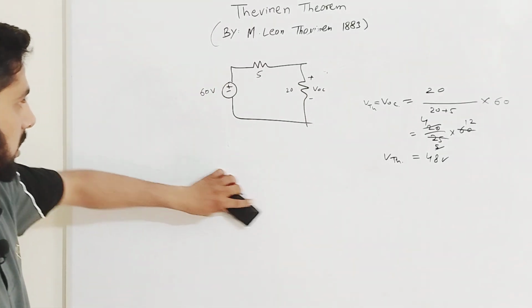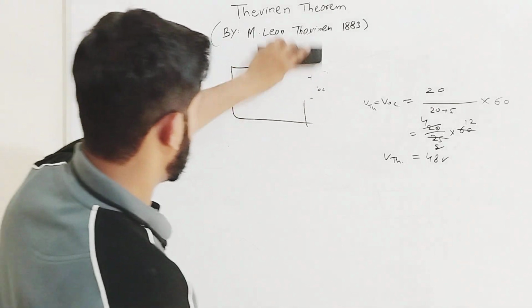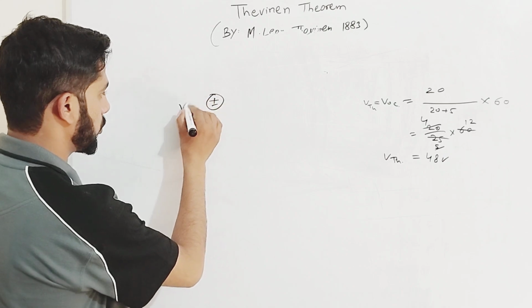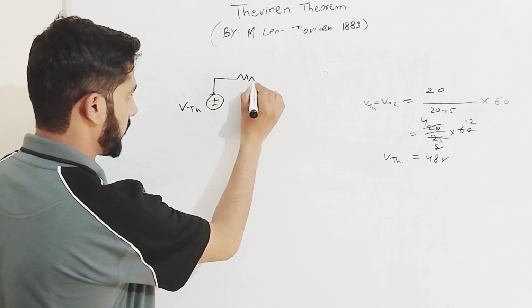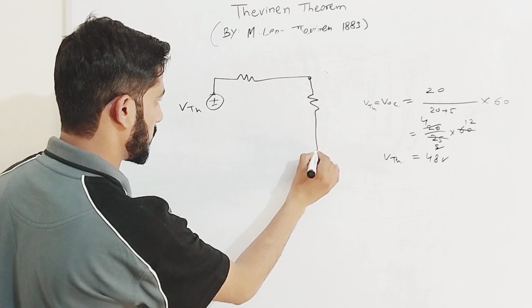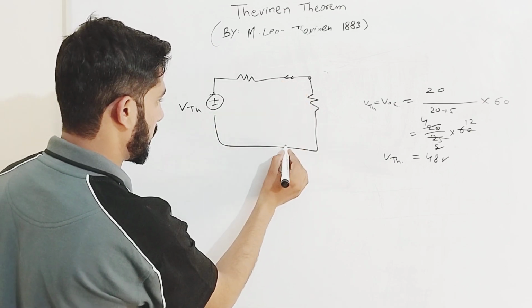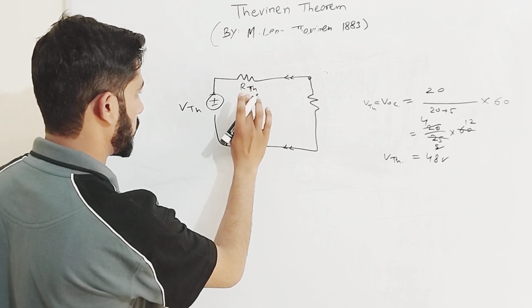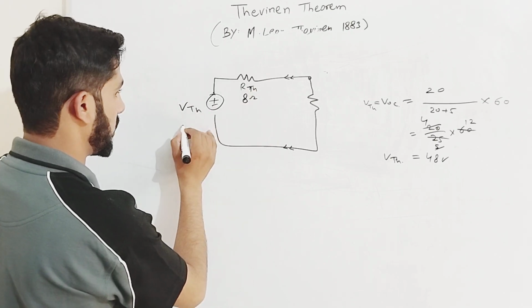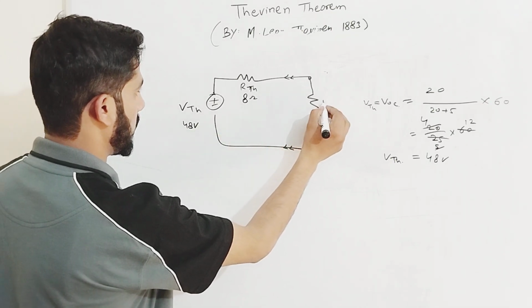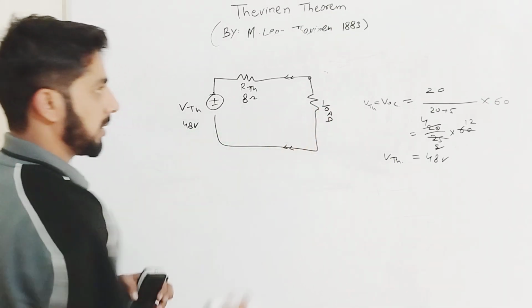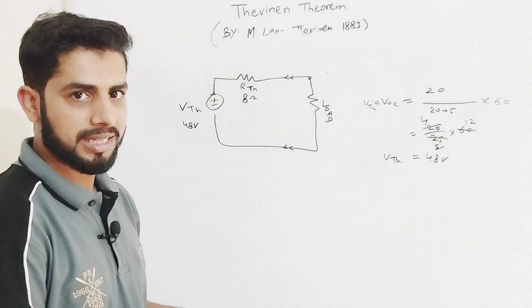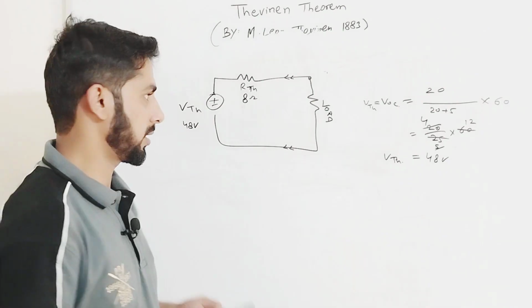So here we have the equivalent circuit. The Thevenin equivalent circuit is my Thevenin source in series with the Thevenin resistor, and here is my load connected in future. This is my R Thevenin, 8 ohm. This is my V Thevenin, 48 volts, and this is my load. That is the procedure explained for the Thevenin theorem by taking a simple example. In the next example we will explain complex circuits. Thank you.